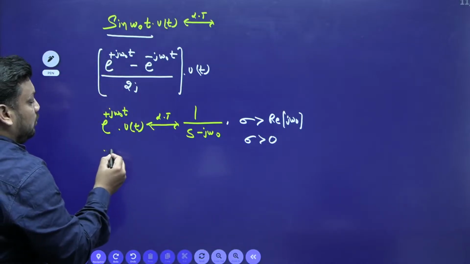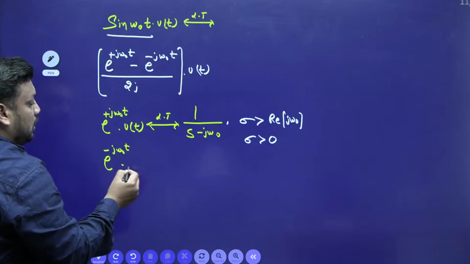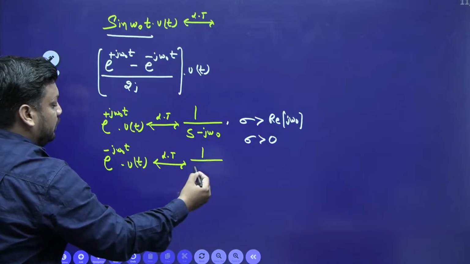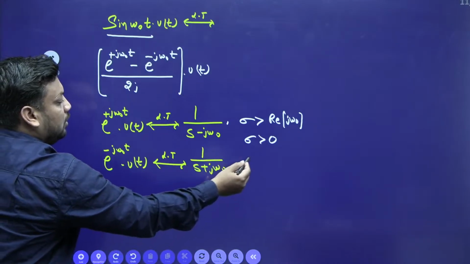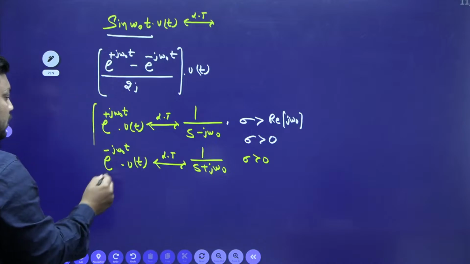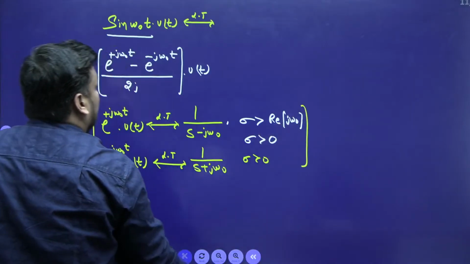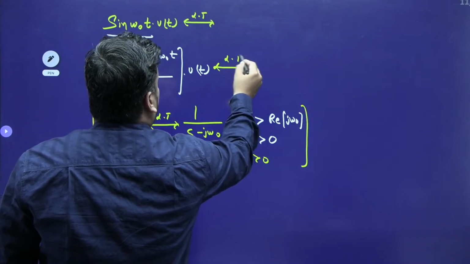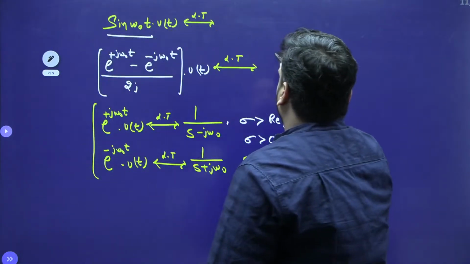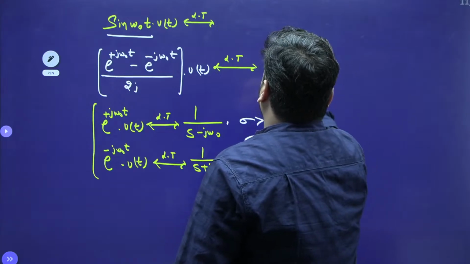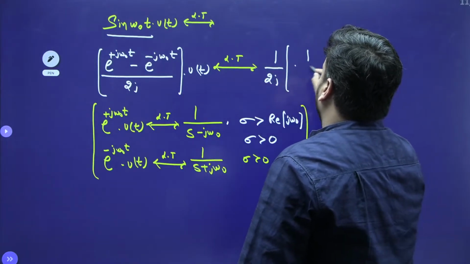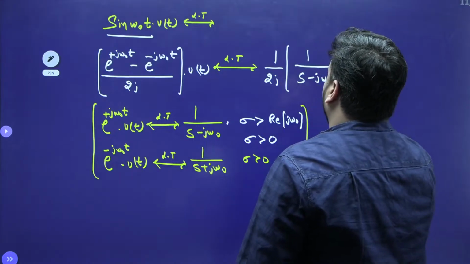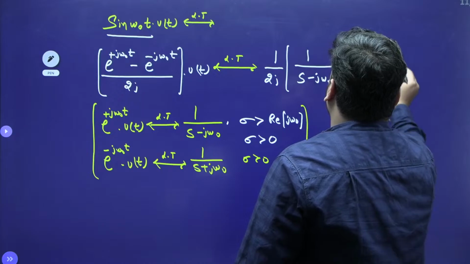Similarly, for e to the power minus j omega 0 t into u(t), we have discussed this in the last slide, frequency shifting. So it is 1 upon s plus j omega 0, and the ROC is still sigma greater than 0. If you know this result, can I write the Laplace transform directly now? Taking 1 upon 2j outside, inside the bracket I will get 1 upon s minus j omega 0 minus 1 upon s plus j omega 0.